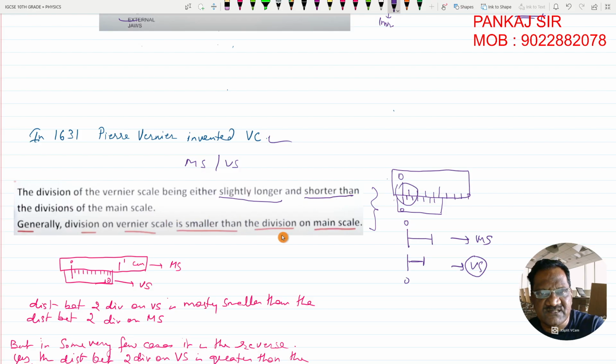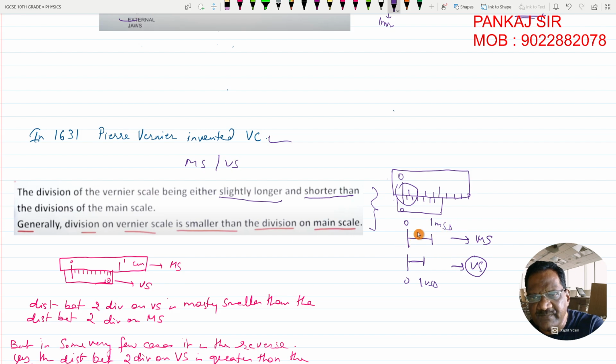But it can happen that this particular distance is longer than the main scale distance. But we are not going to go into that because that is something you should study in higher classes. Normally in school we are dealing with only the case where the vernier division is shorter than the main scale division. So this is your one vernier scale division and this is your one main scale division.